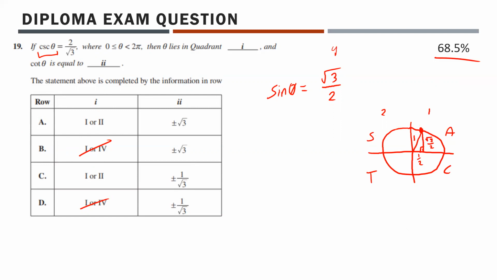Now, again, it's also possible that we were in quadrant 2, so it could have been here. I won't draw it a second time, but it's the same triangle. The only difference is x would be negative 1/2, okay?